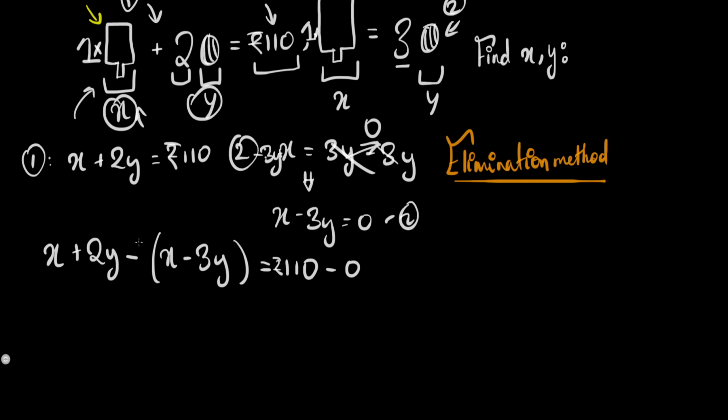Now, there's a thing called the distributive property. If you don't know that yet, I just distribute this here. This is technically minus 1, so I just distribute that here. So that would be minus x and plus 3y. Minus and minus will give me plus. I know it feels like it doesn't make sense, but I can't explain it right now.